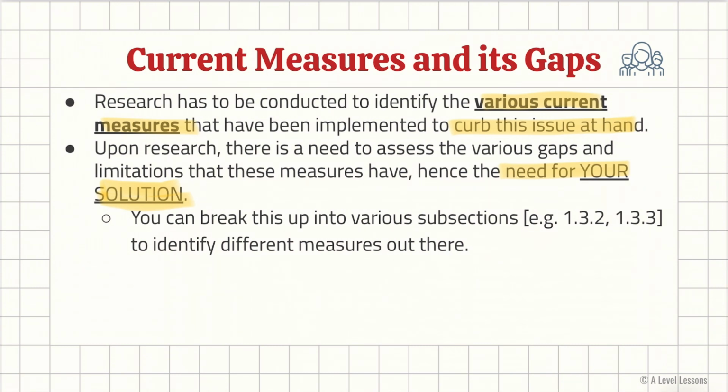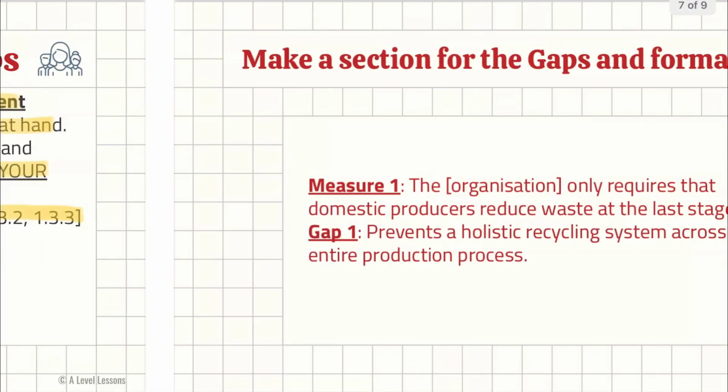So you can break this up into various subsections as well, 1.3.2, 1.3.3, depends on how you label it, to identify the different measures that have been introduced. So I'll cover this later on, a rough format on this 1.3.2, 1.3.3 stuff you would find out at the end of the video.